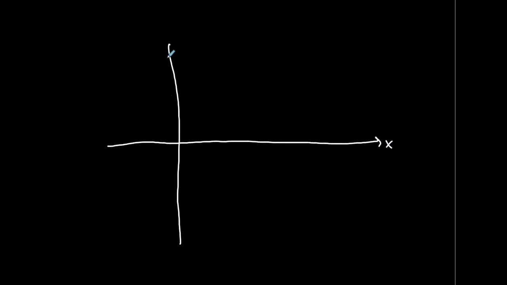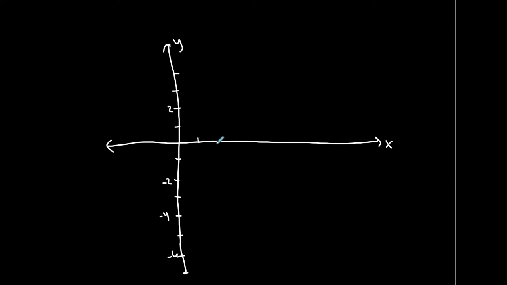So let's set up our graph here. That is crooked. All right, let's set up our graph. Make sure that you label your x-axis, your y-axis. Make sure you label everything. On the y-axis, we're just going to count by ones. That's easy. So this is 2 and negative 1, negative 2, negative 3, negative 4, negative 5, negative 6.